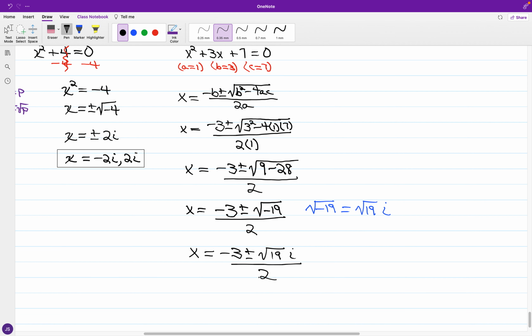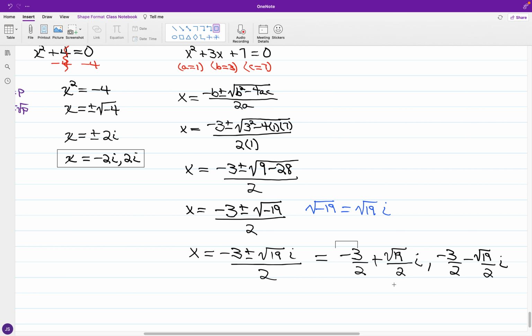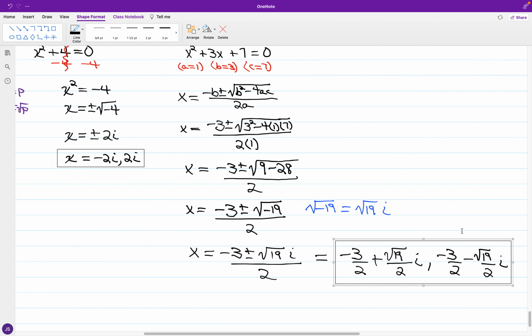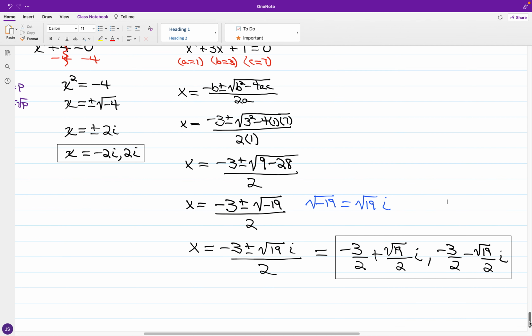And just in compact form, you have negative 3 plus or minus the square root of 19 i, over 2. And that's referred to as standard form. And if I were to separate, say in standard form, just separating the leading term apart from the i term.